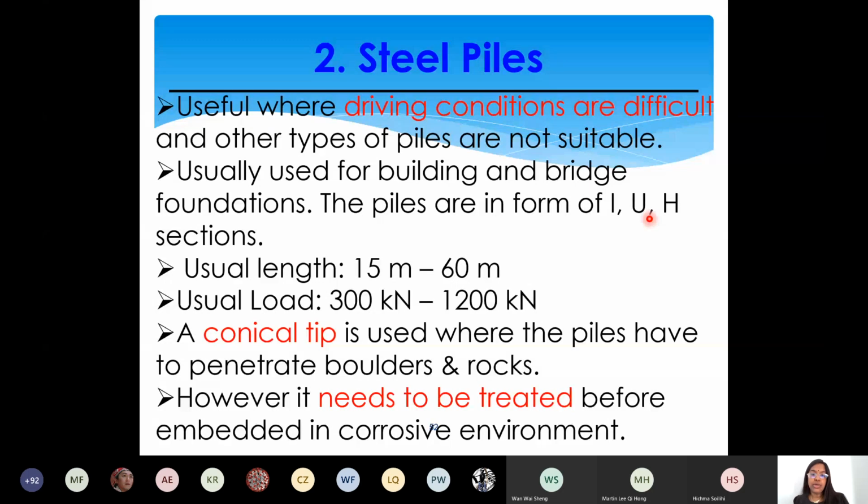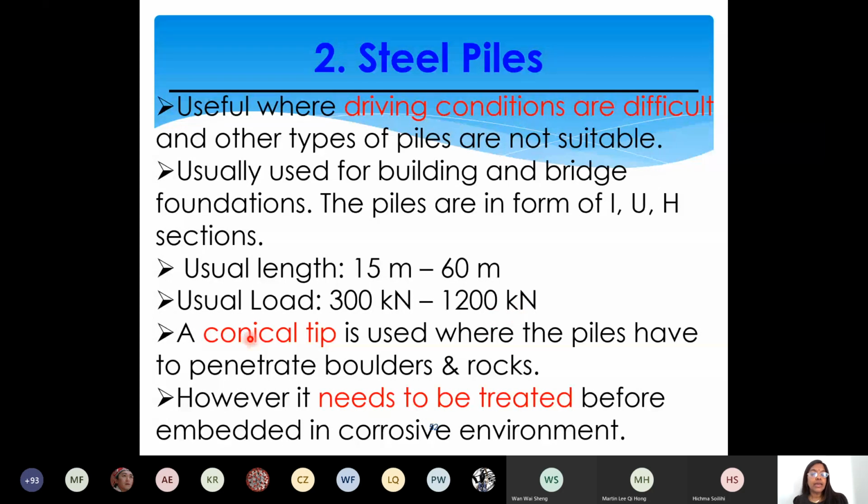Usual length for this one is 15 meter to 16 meter, preferable. Steel pipes, it can go up to 60 meter. That is 40 meter, right? But steel pipes, based on the material, stoneware, cast iron, wrought iron, depending on the material, it can go up to 200. It depends on the construction again. Usual load 300 kilonewton to 1200 kilonewtons.